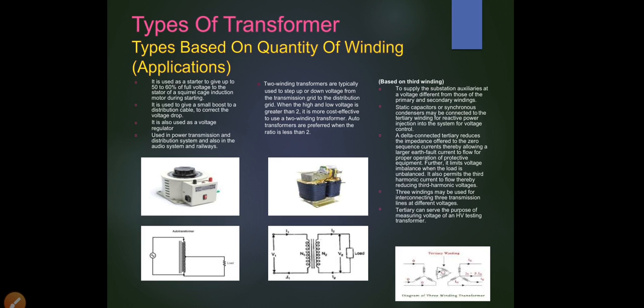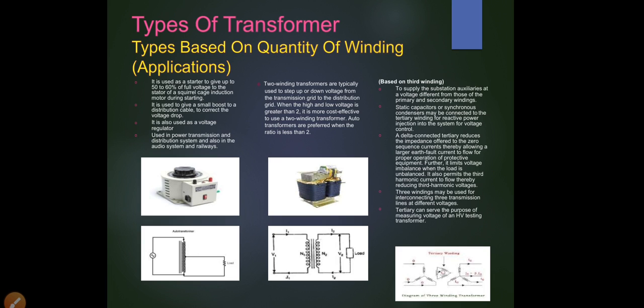Now we come to the two winding transformers, typically used to step up or step down voltage from the transmission grid to the distribution grid. When the ratio of high to low voltage is greater than 2, it is more cost effective to use two winding transformers. Auto transformers are preferred when the ratio is less than 2. If a ratio of more than 2 is required, then you go to the two winding transformers. If the ratio is less than 2, auto transformers are preferable. So that is the application.